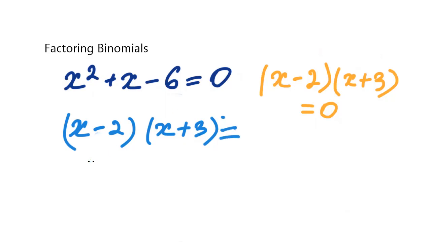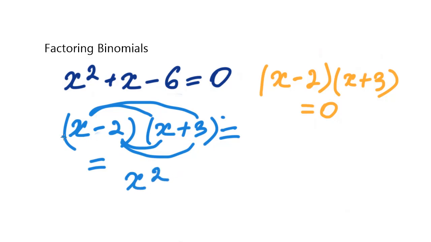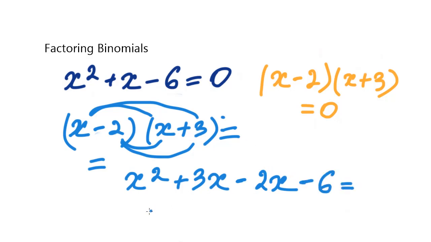So what I'm going to do is multiply this times this, and this times this, then this times this, and this times this. x times x is x squared. x times 3 is 3x. Negative 2 times x is negative 2x. And negative 2 times 3 is negative 6. Now when I simplify it and I combine 3x minus 2x, I get x squared plus x minus 6. So you can see I get exactly the same quadratic, and I know that this has been factored correctly.